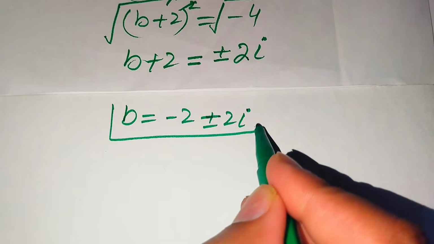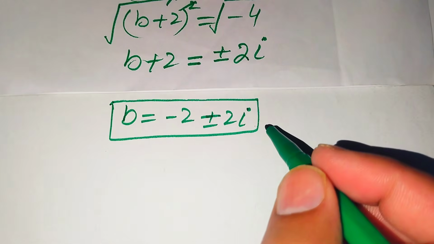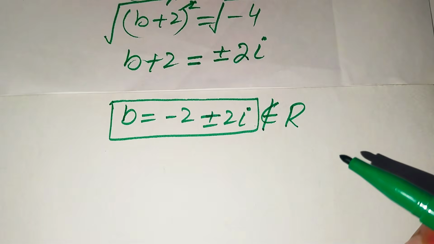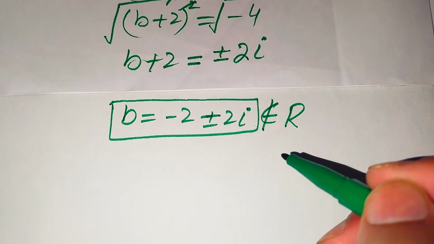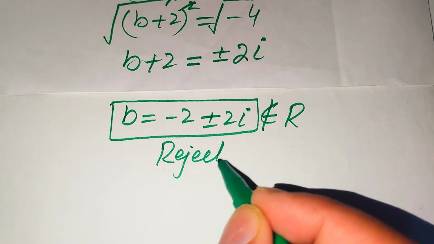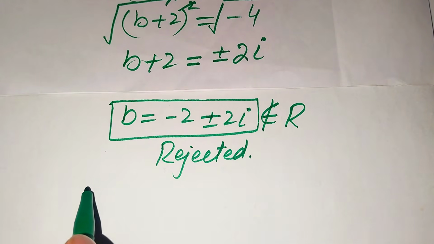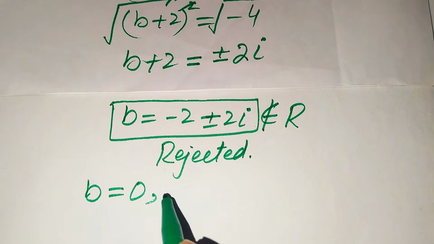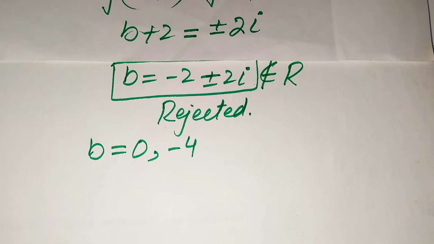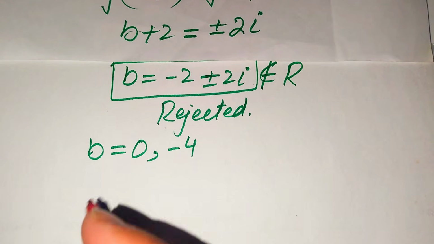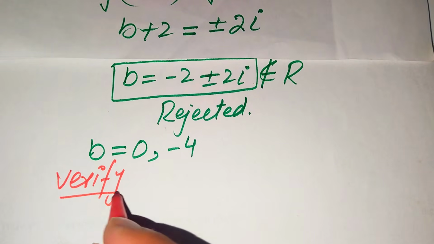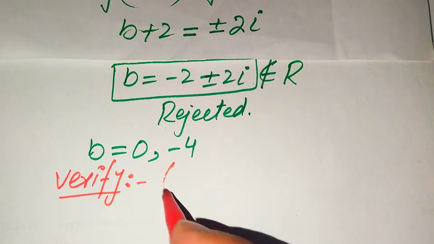You see here these are two complex roots because they do not belong to R, but we solve this problem for only real values of b. So since these are complex values, we reject these two roots, and we have only two roots: b equals 0 and minus 4. These are the two real roots. But in the next step we need to verify whether these two roots are solutions or extraneous roots. For verification, we need to copy down the given question statement.